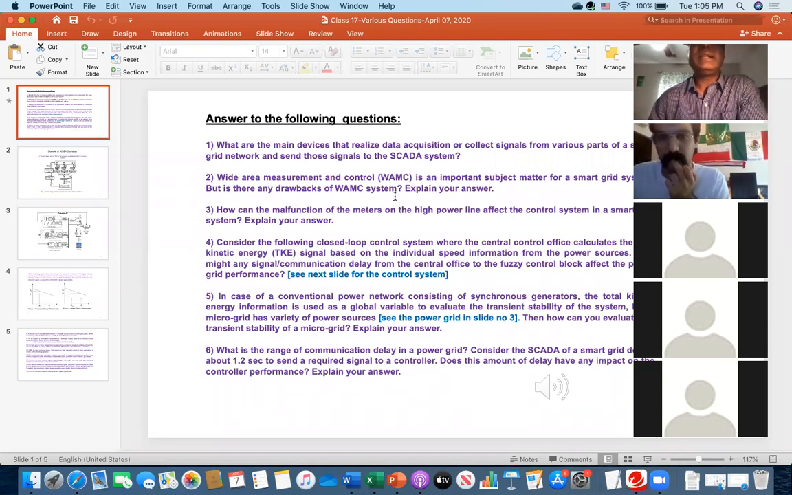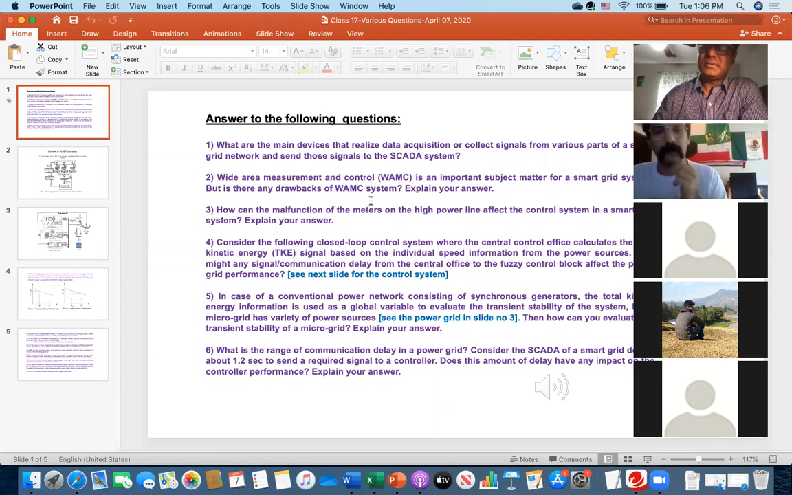So now, that WAMC system is measuring and collecting signals and making control decisions. But do you think there could be any drawbacks or limitations of such a system? So what do you think? Yeah, there should be some. It might cause delay, and it might be more prone to cyber attack. Exactly.